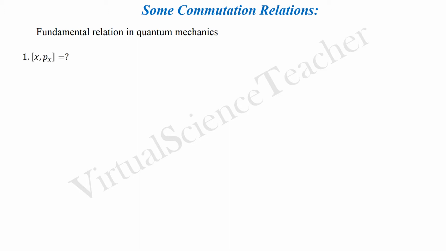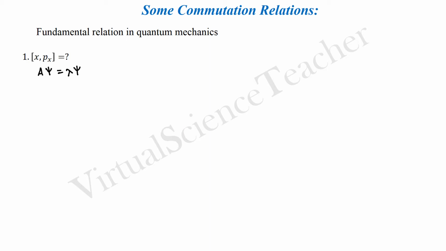So first we want to find out the commutation relation of x and px. That means position and the linear momentum operator along the x-axis. From operator algebra, what we have found is that if A is an operator and it operates on a wave function psi and produces some eigenvalue, the wave function remains unchanged. So our main job is to find the eigenvalue here.